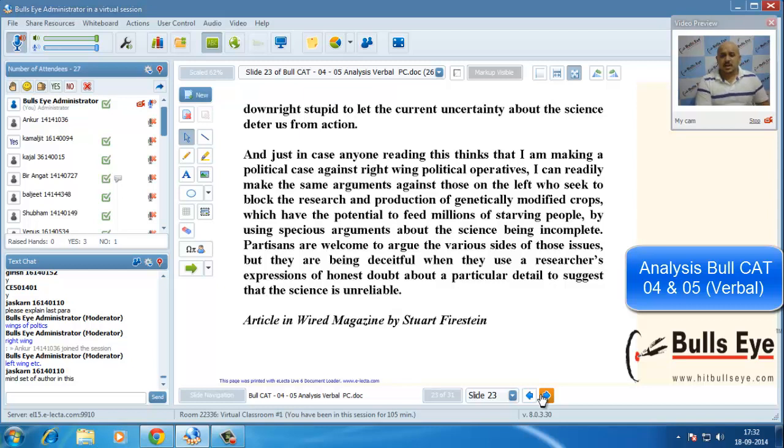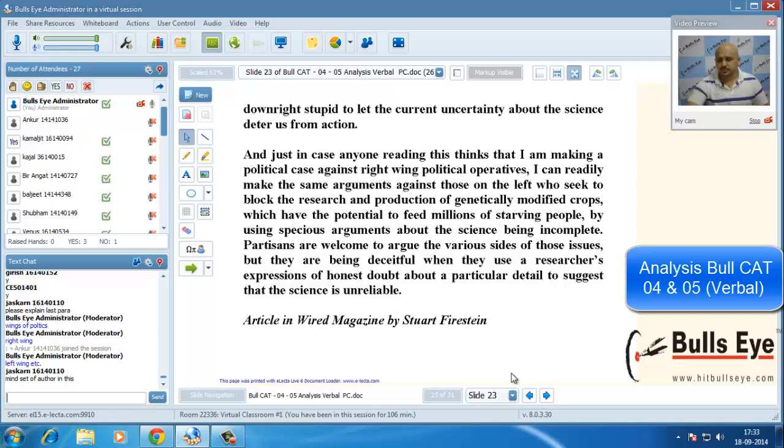Why is he against those? Which have the potential to feed millions of starving people by using specious arguments about the science being incomplete. Partisans are always welcome. Partisans are different parties who have different opinions, are welcome to argue the various sides of those issues, but they are being deceitful when they use a researcher's expression of honest doubt about a particular detail to suggest that that science is unreliable. He's effectively saying that science can be doubtful. You cannot be 100% sure, but you cannot use that doubt to stop scientific development. You cannot say, since science is not 100% sure, we will not do it. He's saying you have to trust science and go ahead with it. There might be unforeseen circumstances, but at the end of the day, it is better to trust science. So that is what he implies in the last paragraph.